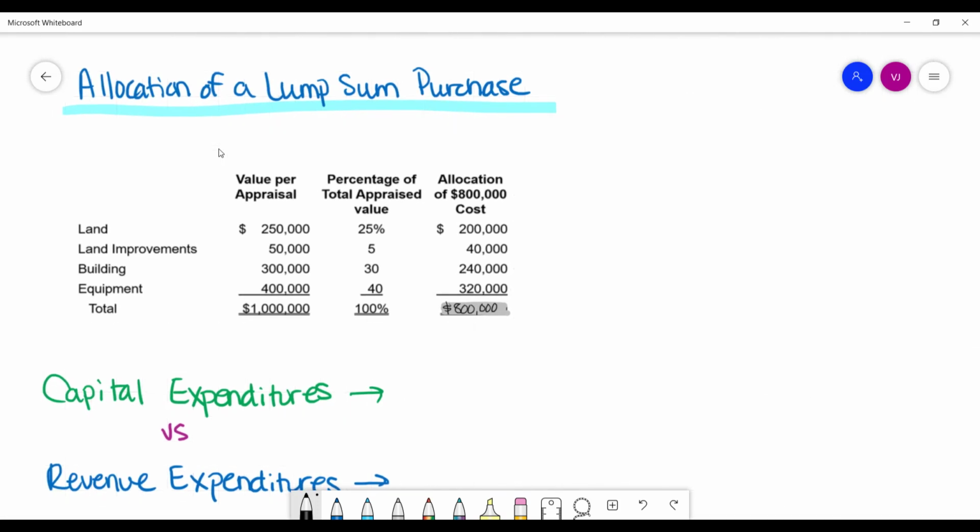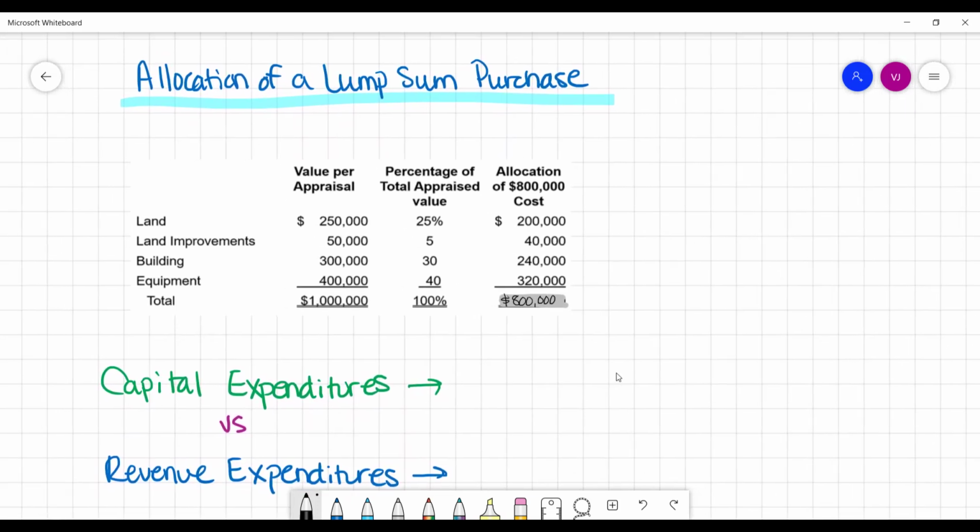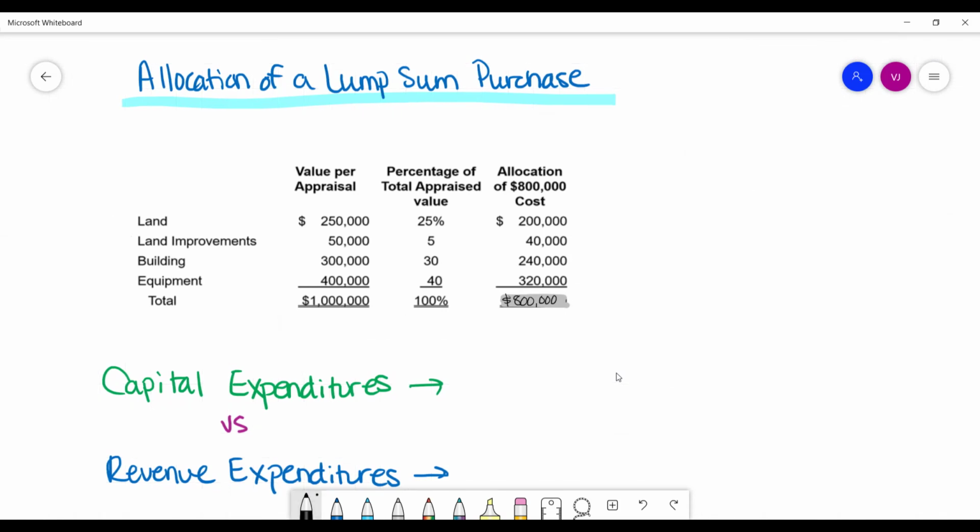So in this case, assume a company made a purchase for $800,000 here, and that purchase of $800,000 included land improvements, building, and equipment. So when we make this huge purchase of $800,000, the land we purchased, the land improvements, the building, and the equipment we purchased, all of those will have their own account on the books. But first we need to determine how much of that $800,000 we will distribute to each of those.